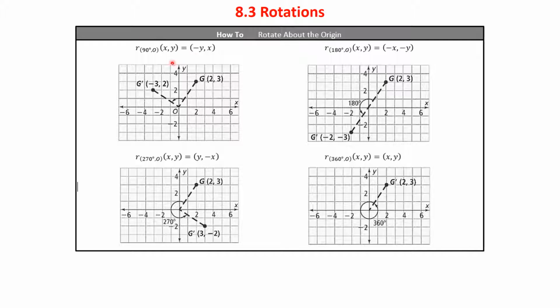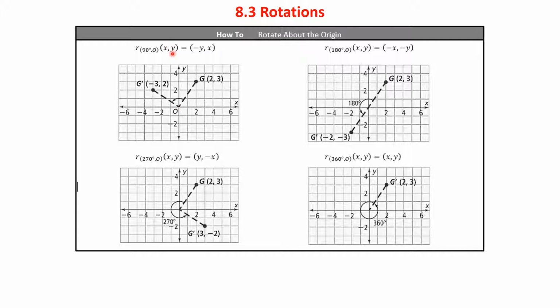Okay, so the first thing we need to notice here is that in my top left-hand corner, I have lowercase r, and then in parentheses it says 90 degrees, comma, O. And so what we're saying here is, again, that lowercase r means to rotate. So we're going to rotate 90 degrees counterclockwise about the origin. So here is my origin, the very center point of my xy coordinate system, and I want to rotate 90 degrees counterclockwise about my origin.